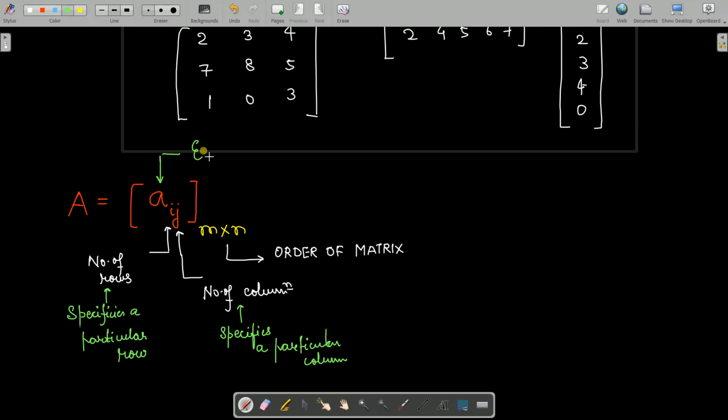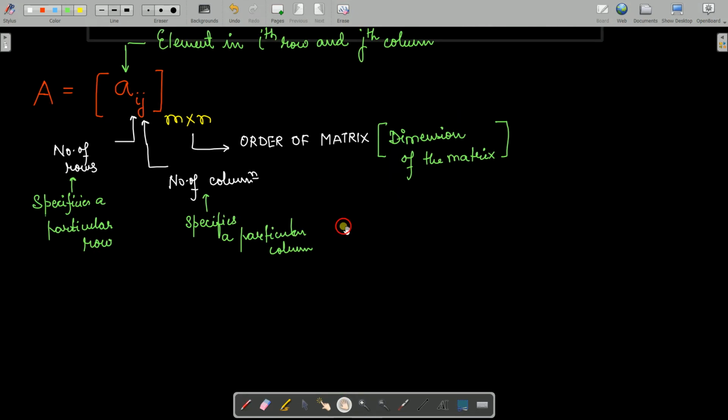And what does this a represent? It represents the element in the ith row and jth column. The ith row and jth column. This order of a matrix is also called the dimension of the matrix.